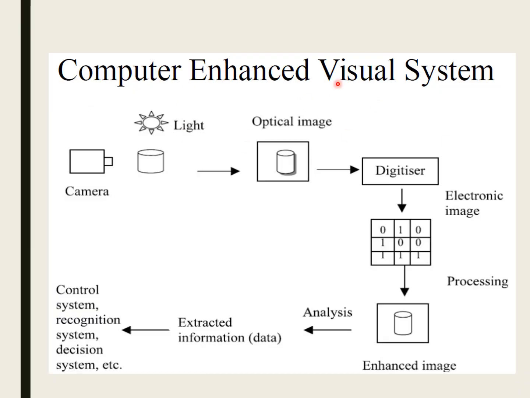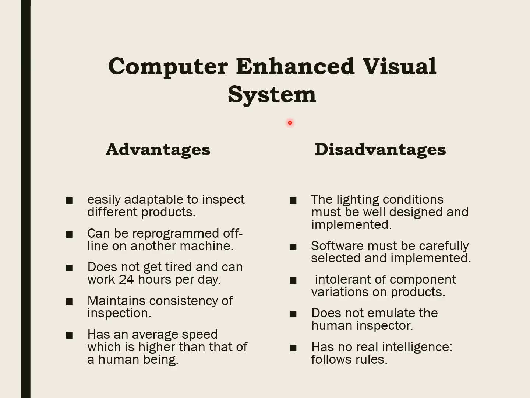This is the computer enhanced visual system that is being used. As discussed, you have a camera, we get an optical image that is sent through to the software in the computer, where it is digitized, the image processing is done, and using the software we extract information and decide whether the product meets the prerequisites for further applications or not. And we also discussed the advantages and disadvantages associated with computer enhanced systems.